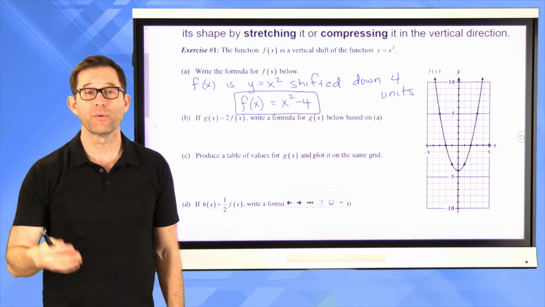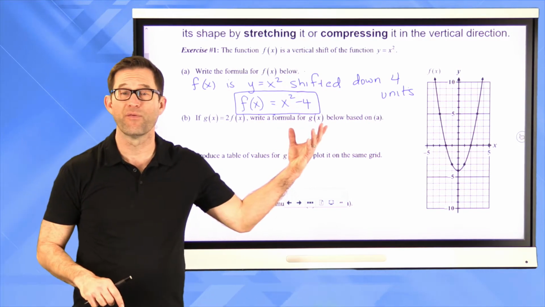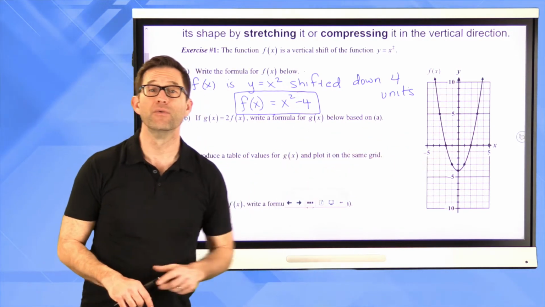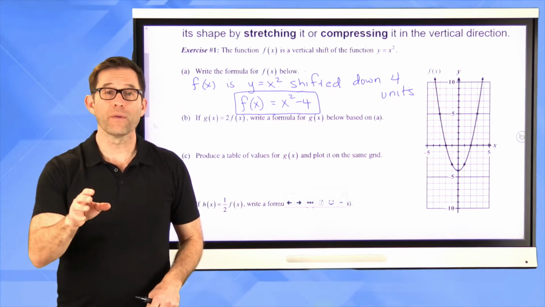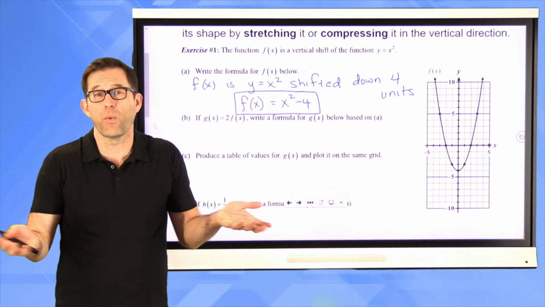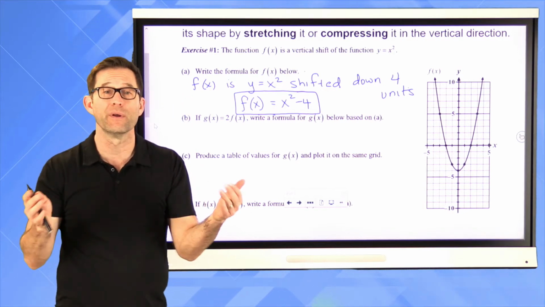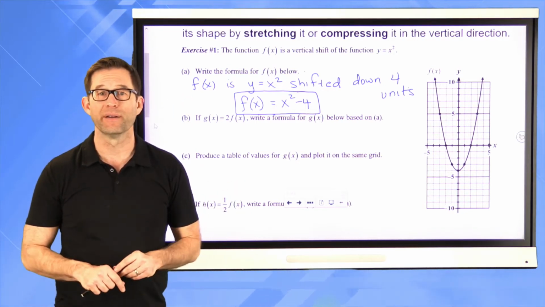Now, of course, you could always take your graphing calculator out, put this formula in, and verify that you do get that graph, but the important thing is to be able to say, oh, okay, I know that's y equals x squared, I've just moved it down 4 units, so it's got to be y equals x squared minus 4.